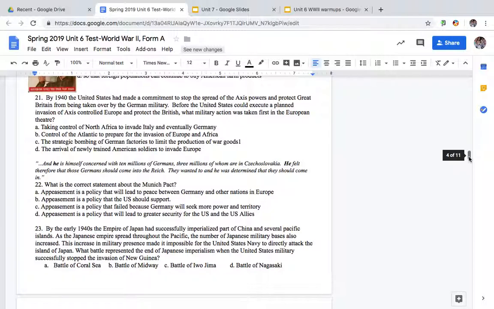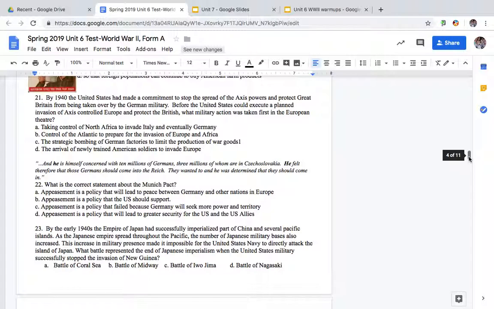Number 22. And he is himself concerned with 10 millions of Germans, 3 millions of whom are in Czechoslovakia. He felt, therefore, that the Germans should come into the Reich. They wanted to, and he was determined that they should come in.